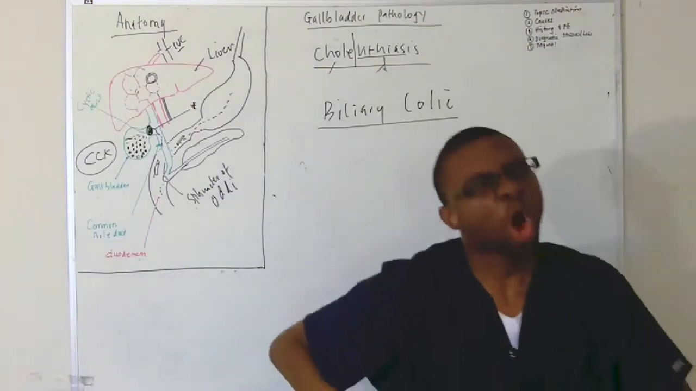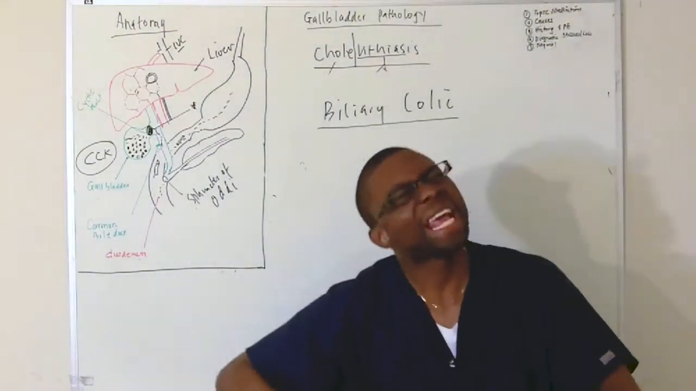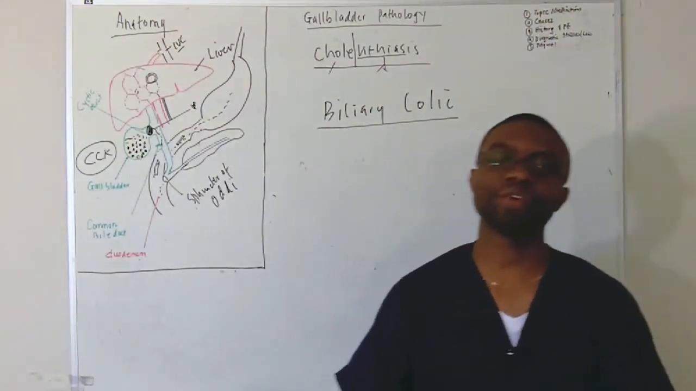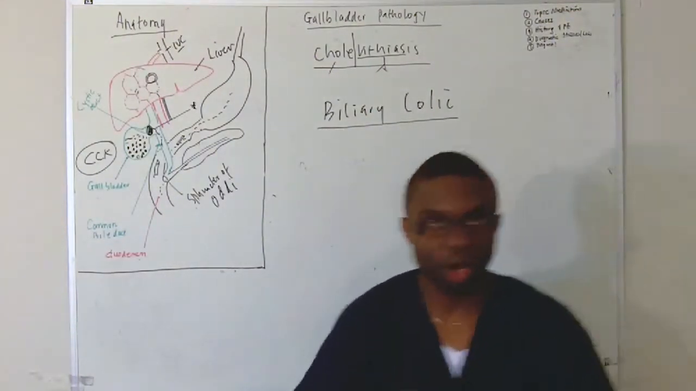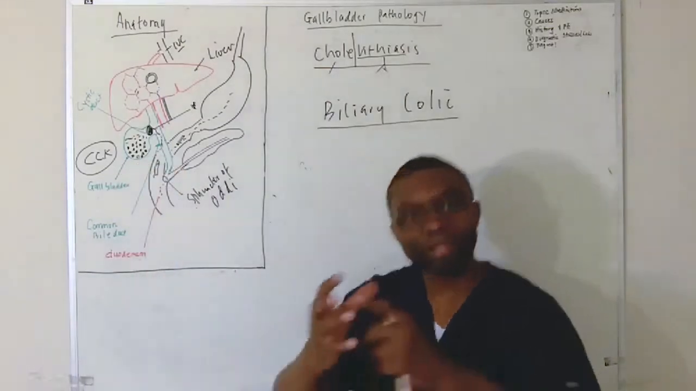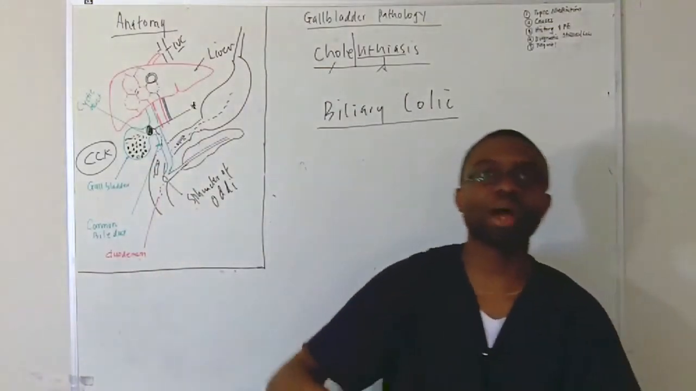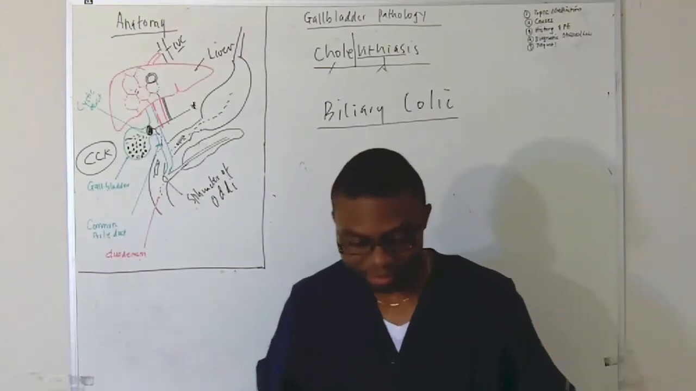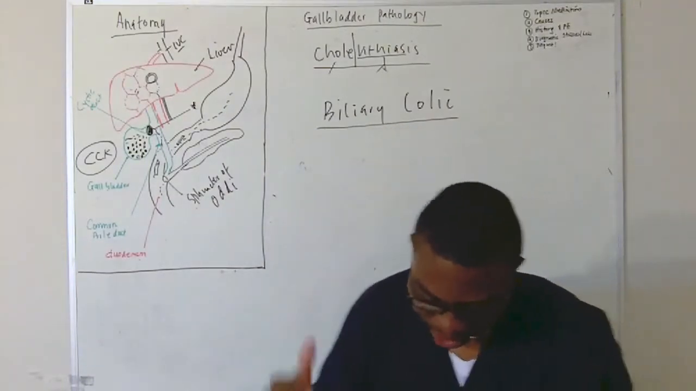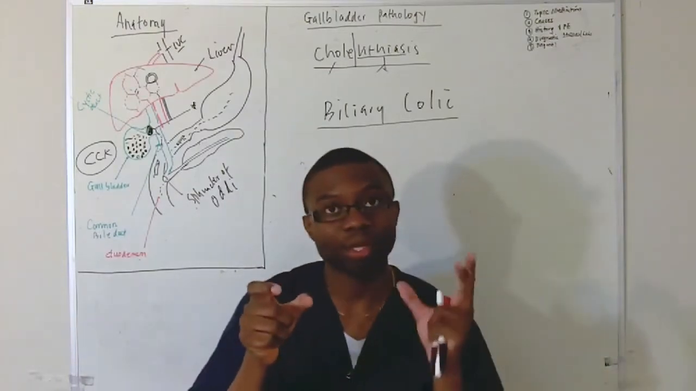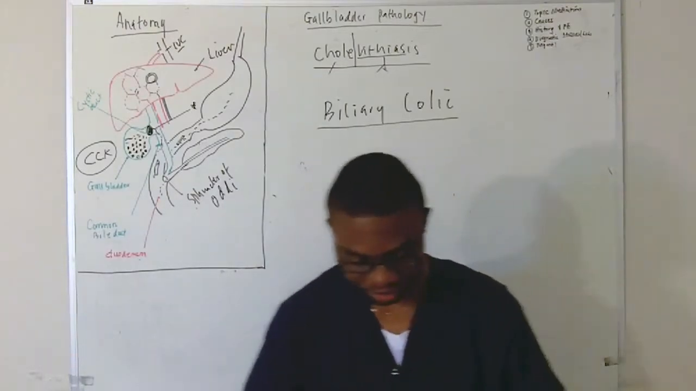It hurts. The patient's like, oh wow, the pain is very painful. It's very crampy. It lasts for a few hours. But then it goes away. You know why? Because then the gallbladder relaxes and the stone falls back into the gallbladder, so the pain doesn't come again. That is called biliary colic. It's a temporary obstruction of the cystic duct when CCK contracts the gallbladder.